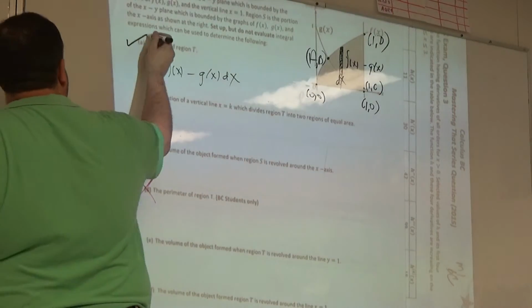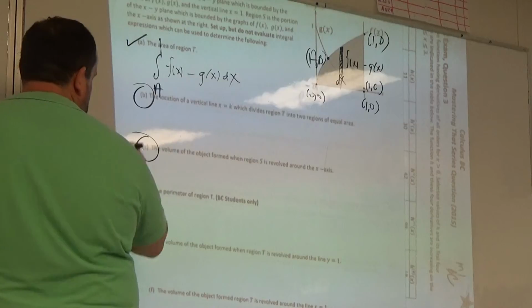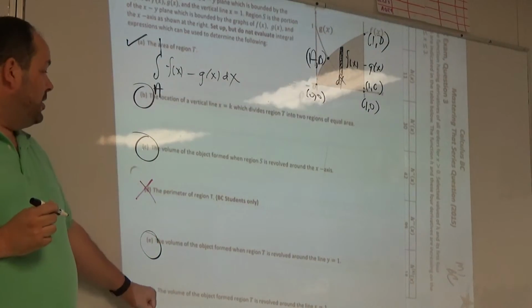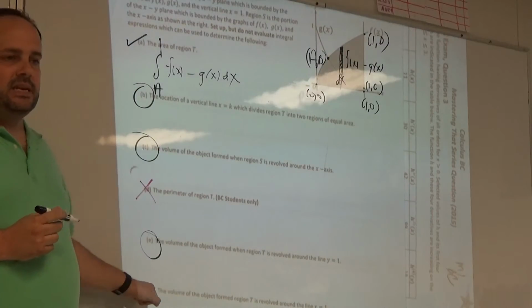We've already done A. Everybody should be able to get B, C, and E under control. Super smarties, I want you to push all the way through to F, but B, C, and E, go for it.